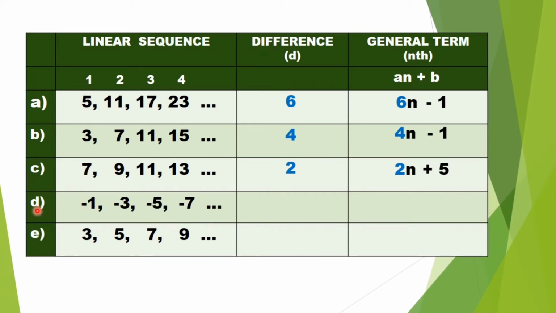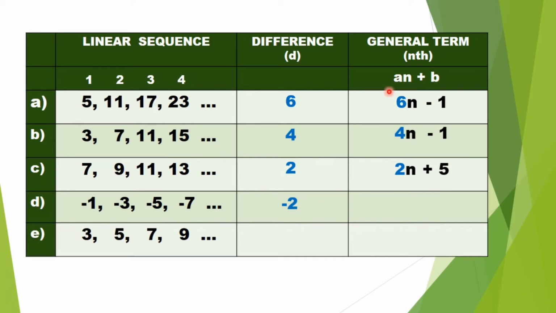Letter D. Sequence negative 1, negative 3, negative 5, negative 7. Find the difference. Negative 3 minus negative 1 is negative 2. Negative 5 minus negative 3 is negative 2. Negative 7 minus negative 5 is negative 2.